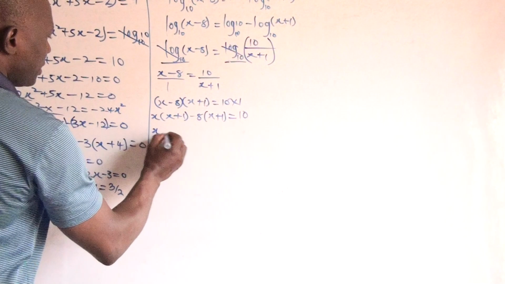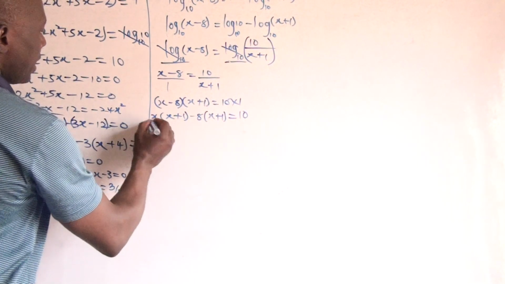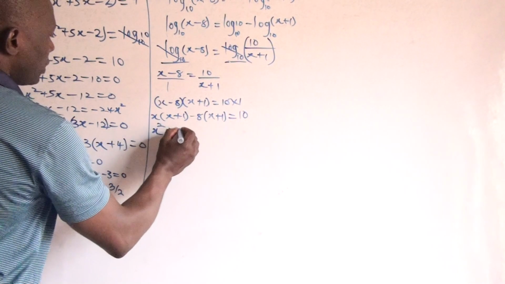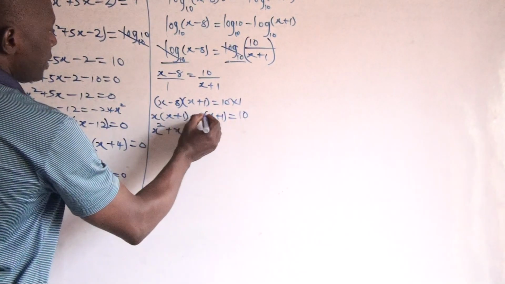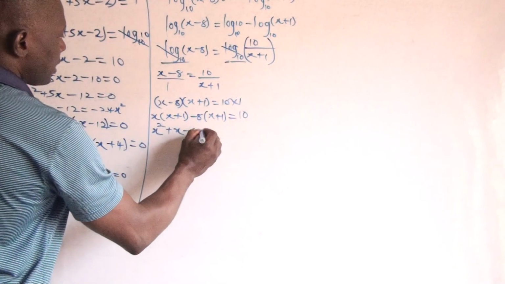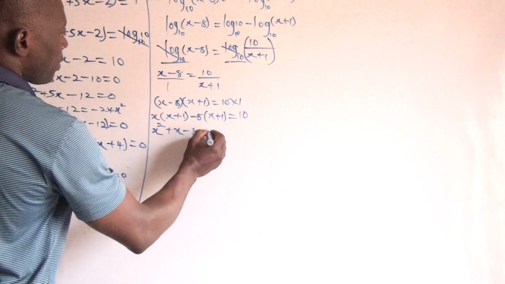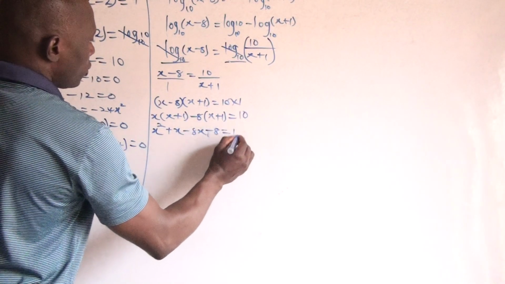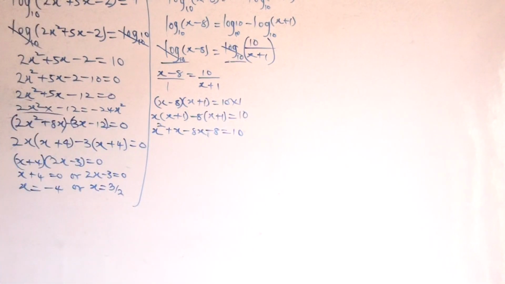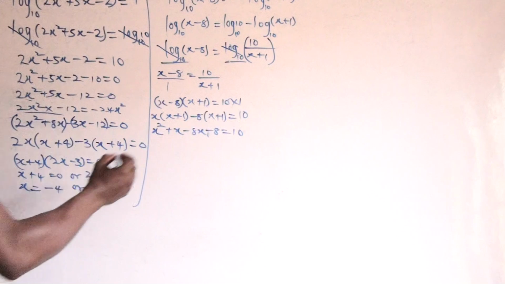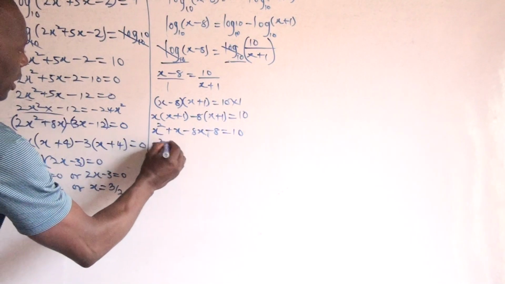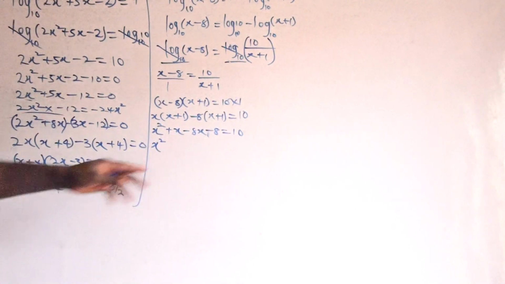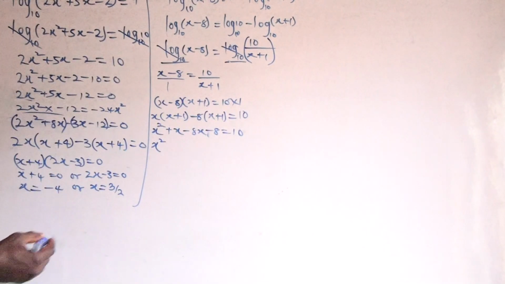Here we have x times x, that will give us x squared. x times plus 1 will give us x. Minus 8 times x will give us minus 8x. Minus 8 times plus 1 will give us minus 8, is equal to 10. Then the next step is we group this expression properly.